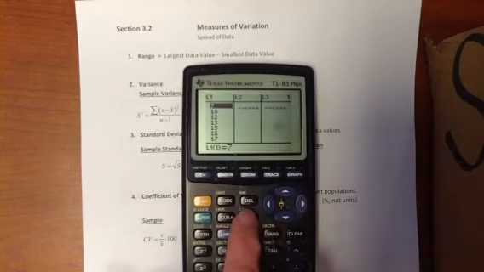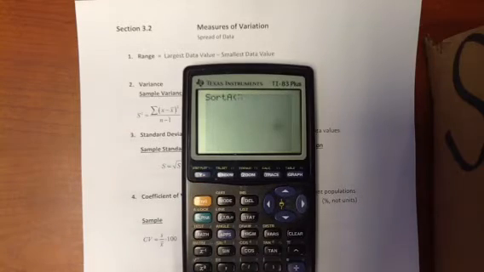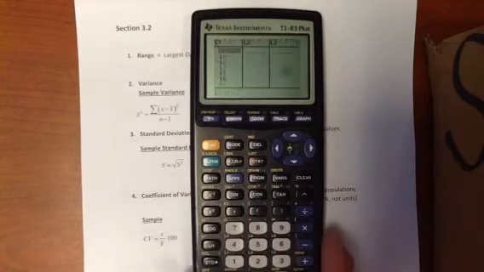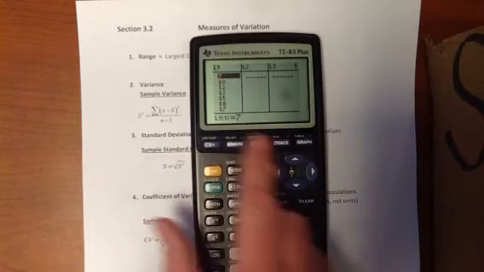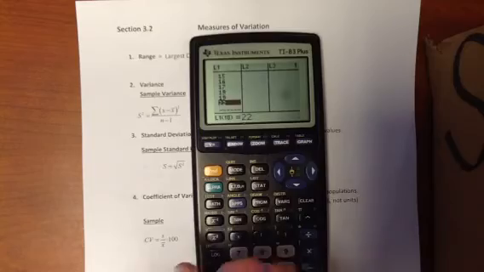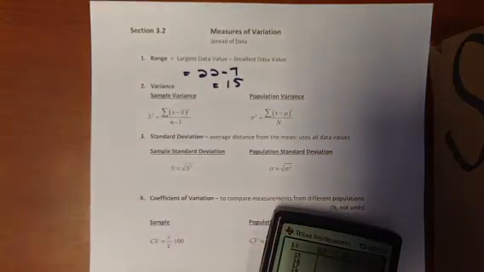So just to remind you how to sort the data, we go stat, and we see sort A, which is either number 2 or we can arrow down and hit enter. Tell it L1, which is again above the 1 key, and hit enter. We go back in and look at our list, and it should have sorted your list. So you can look at the list this way to see the smallest and largest data value, 7 and 22. So we can see the range is 22 minus 7, or 15.